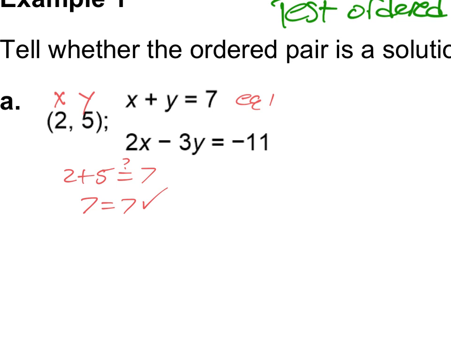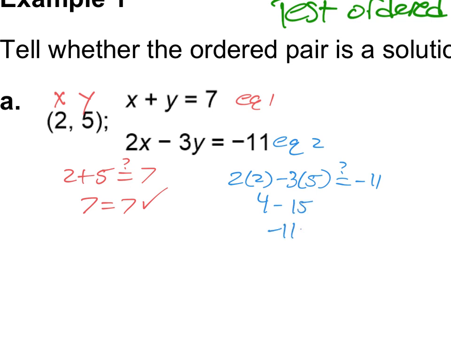Excellent. And then we're going to have equation number 2. We're going to do the same thing, 2 times 2 minus 3 times 5. Does that equal negative 11? So I get 4 minus 15. That's negative 11, which equals negative 11, and that works. So our answer here is yes, (2, 5) is a solution.